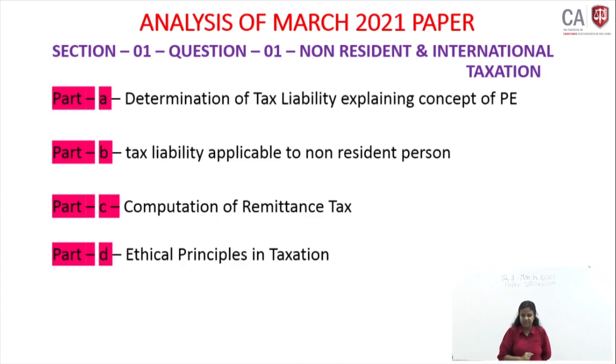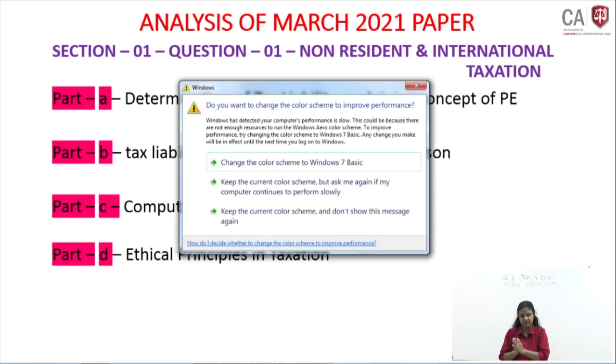This is Section 1, Question 1. As usual, it is non-resident and international taxation. The format of the paper is the same. I am adding some things for you because this is very close to your June 2021 examination. Maybe the questions may not be tested again, but you have to learn a lesson from this. How are you going to pass the June 2021 examination? That is the main focus.